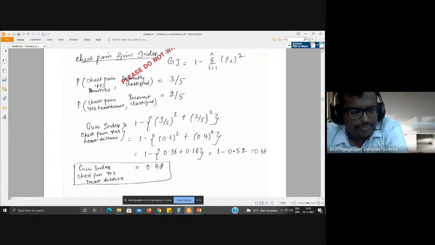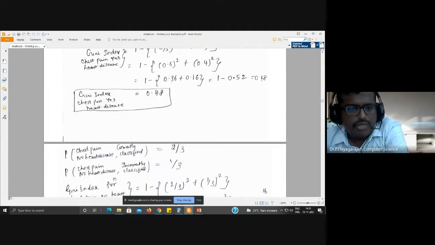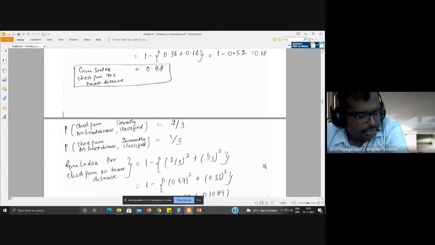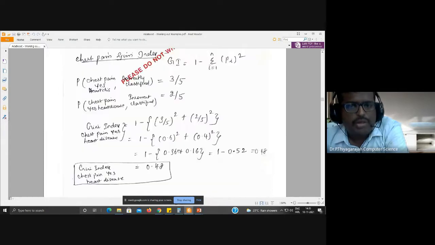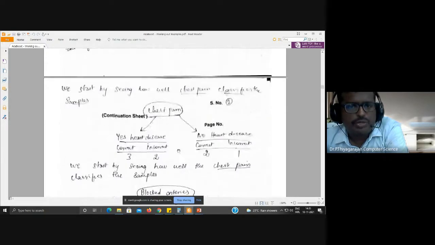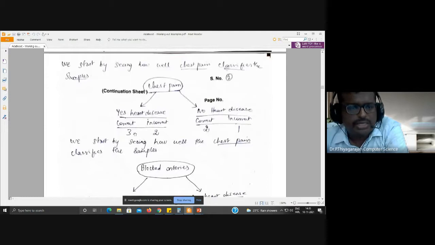Yes. Okay. Similarly, you have to calculate for chest pain no. With the chest pain no, how many times has it been correctly classified and how many times wrongly classified? It is nothing but 2 by 3. Already we have done all these things here. The chest pain is yes: out of 5 times, it has been classified 3 times correctly, 2 times wrongly. If the chest pain is no, 2 times it has been correctly classified, 1 time it has been incorrectly classified. The same thing you have to use.